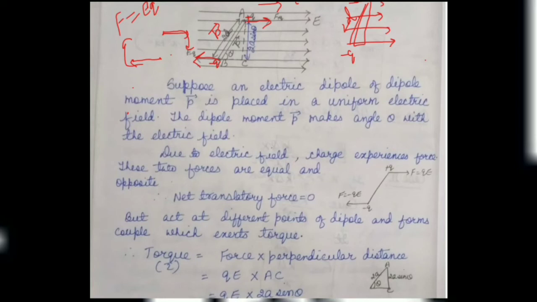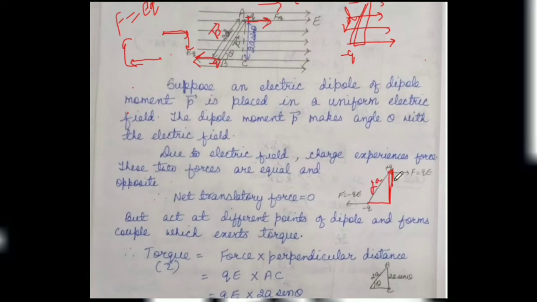What is the value of that torque? Force produces linear motion and torque produces rotational motion. Torque is force into the perpendicular distance between the two charges. These two are charges and the perpendicular distance between the two charges is this one. Suppose this one is the positive charge, and here is the negative charge. So this is the perpendicular distance between the two charges. And what is its value? This dipole length is 2a, right?